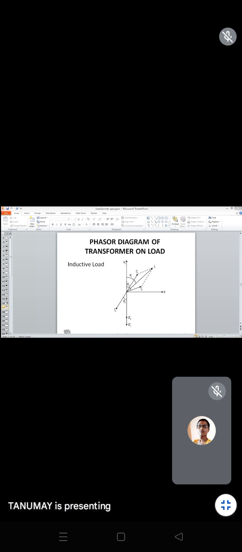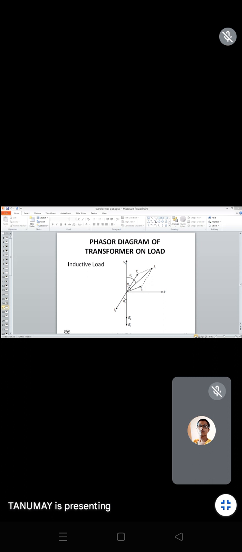So this is the transformer phasor diagram for inductive type load. In case of inductive type load, if we consider this is the direction of V1, what is V1? That is the supply voltage, and this supply voltage will try to produce one magnetic flux phi. So this phi will try to lag from the supply voltage with an angle of 90 degrees. That's why this angle is 90 degrees.